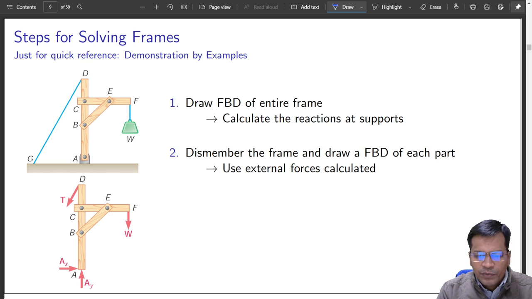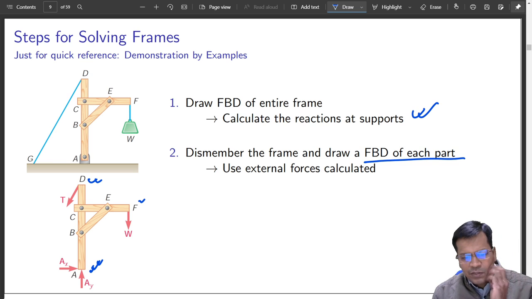Dismember means you have to plug it out from the floor, from all the supports. Now you can see something like this. All the external forces are acting on different members. You can dismember the frame and draw a free body diagram of each part. Use external forces, those calculated in the first step, as we have used.